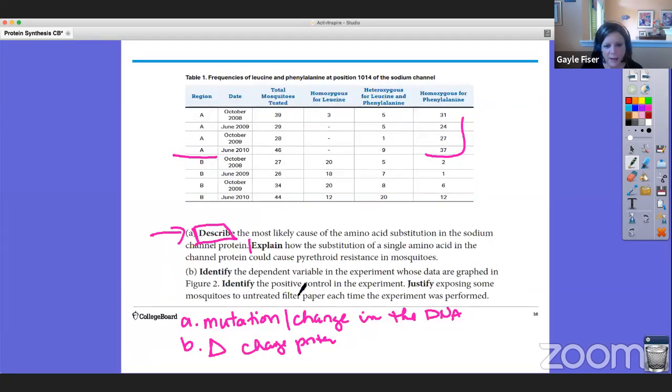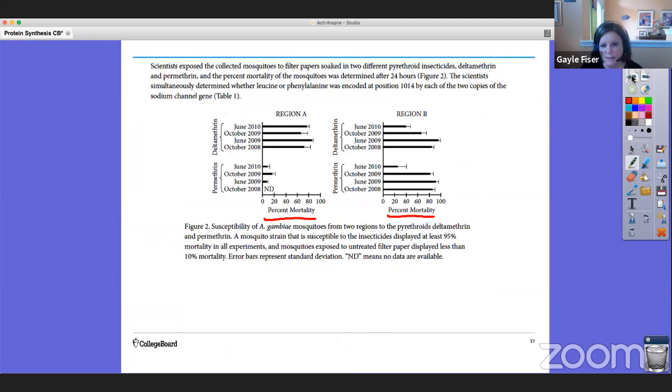All right, now what's the other? Whoops. Now identify the positive control in the experiment, and let's find that. It told us that. It said a mosquito strain that is susceptible to insecticides displayed at least 95% mortality. So that's what it looks like when it is susceptible, okay?